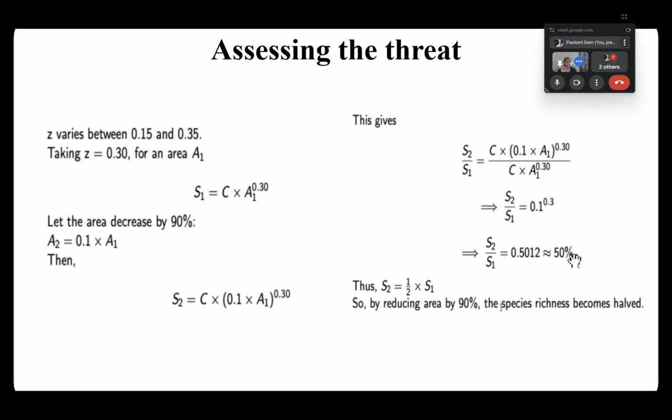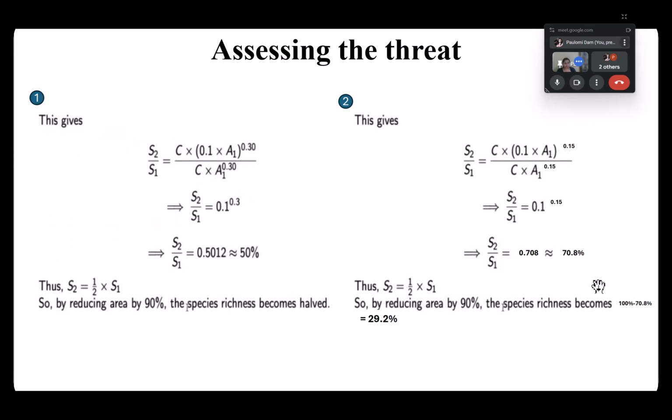So you can see that if your Z value is good enough, which is 0.3, and if you have a reduction of 90% area, it just leads to species richness being half. Looks good, but when you put in more math and put different scenarios, it changes. Let's see how. So this was the first one. This is what we did.